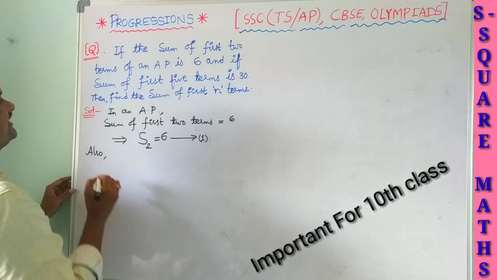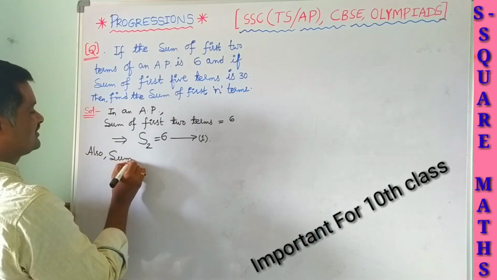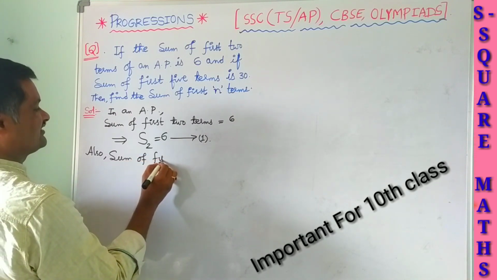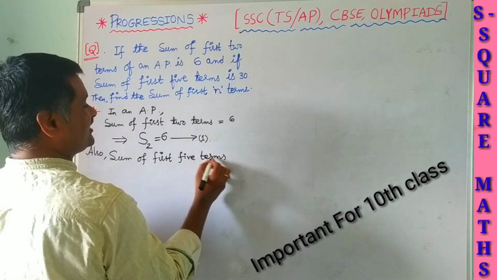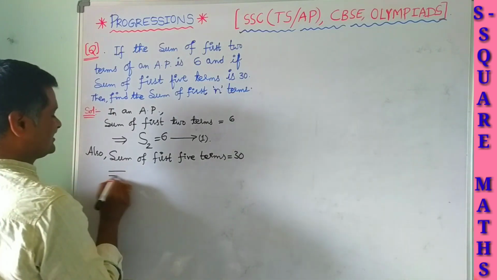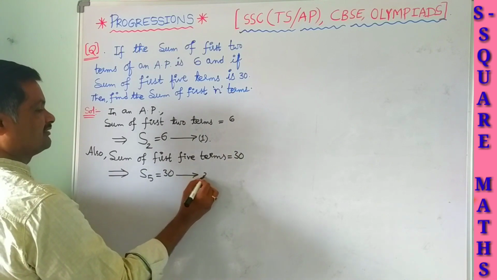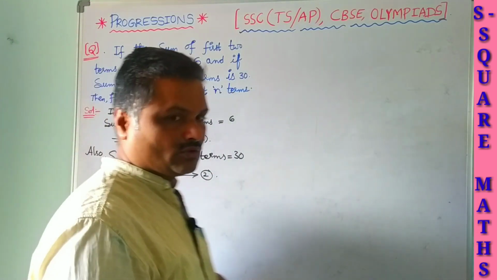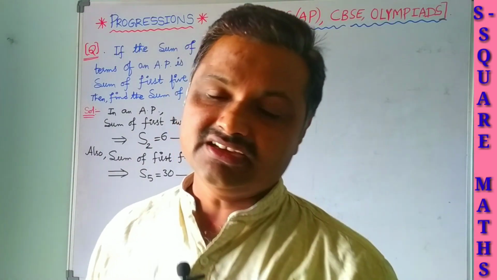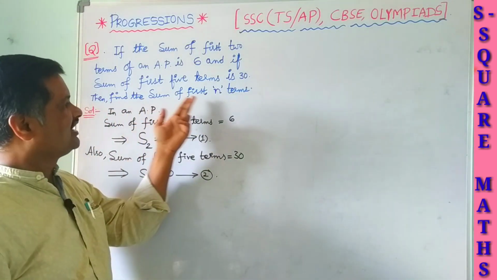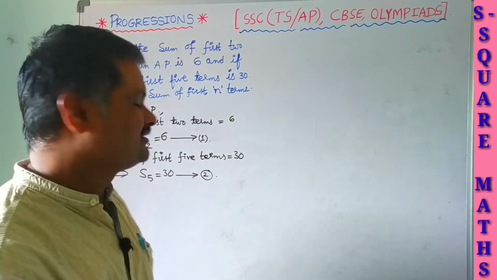Also, next given sum of first 5 terms is 30. Sum of first 5 terms is given as 30. Implies in the same way I can write S5 is equal to 30, nothing but equation 2. So using these two equations, nothing but two different conditions, we have to get the sum of first n terms, nothing but Sn. So this will act as a formula for the given conditions.